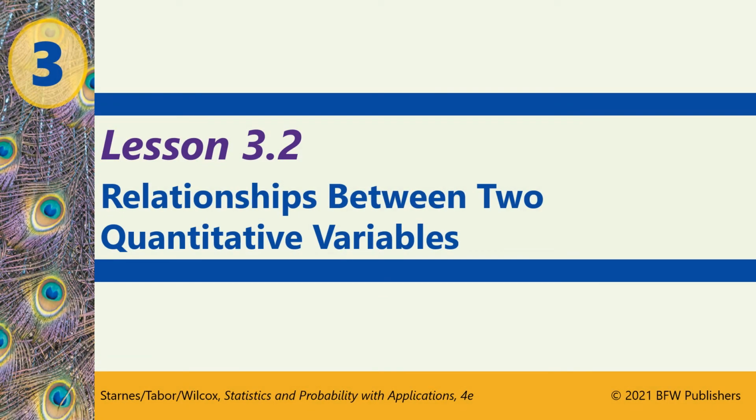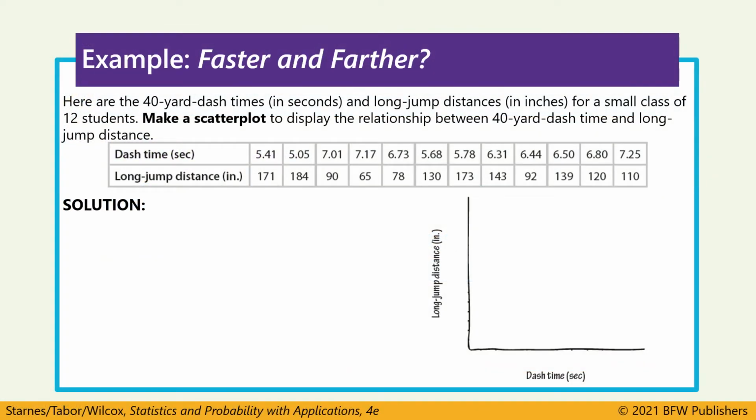In section 3.2, we explore relationships between two quantitative variables. In the example here, we have 40-yard dash times and long jump distances for a class of 12 students, and we're being asked to make a scatter plot to display the relationship between these two variables. We can see in the table here, this dash time and long jump distance is paired, meaning that both of these values, for example, are for a single student. This would be for a second student, on and on.